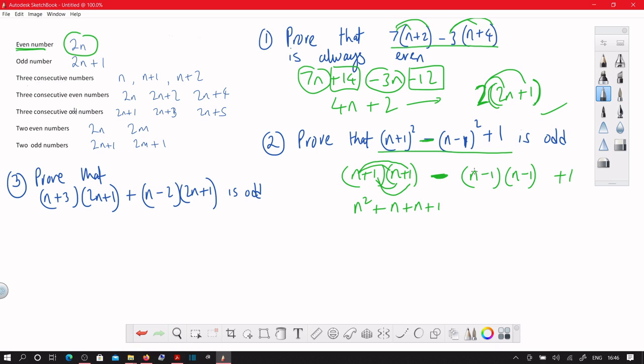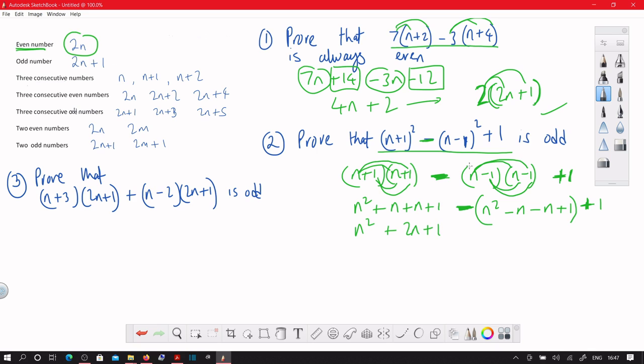Right, this bit over here, it's n squared. N times negative 1 is negative 1n. Negative 1 times n is negative n. And negative 1 times negative 1 makes a positive 1. Right, don't forget, you got a plus 1 at the end. This negative, I'll put it here, but that negative applies to everything here. That negative will change negative to positive, positive to negative, right? Let me just rewrite this again. So that's n squared plus n plus n. All right, hold on a second. I'm gonna simplify this. So that's n squared, n plus n is 2n plus 1.